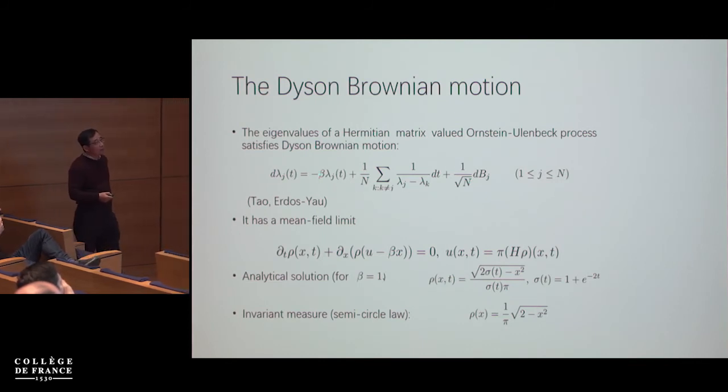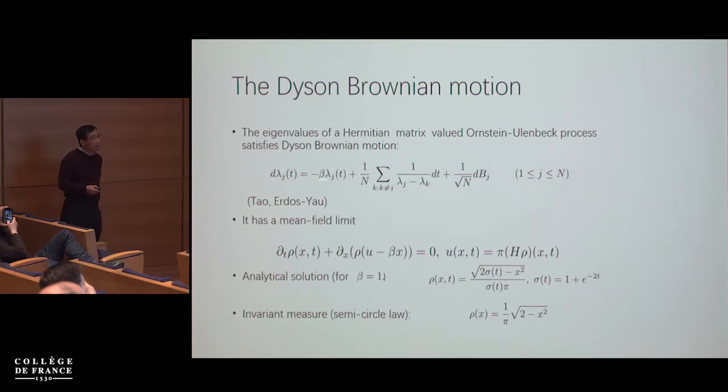So this is an external potential, a harmonic oscillator potential. This is the interacting potential, and some Brownian motion here. As you can see, the interacting potential is very singular, so it does not satisfy the assumption of my theorem, because when lambda j and lambda k are too close, it's very singular.